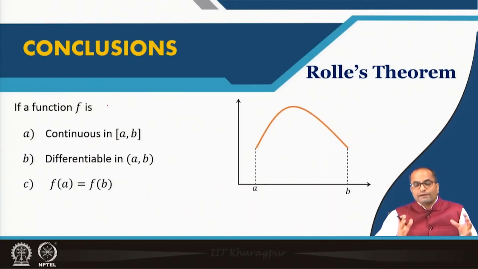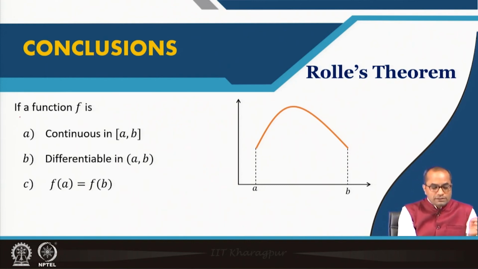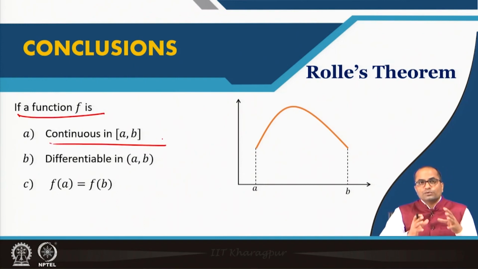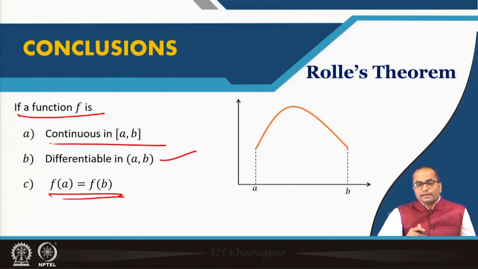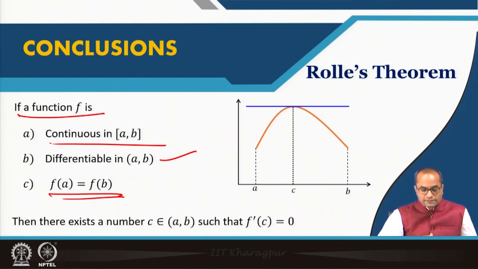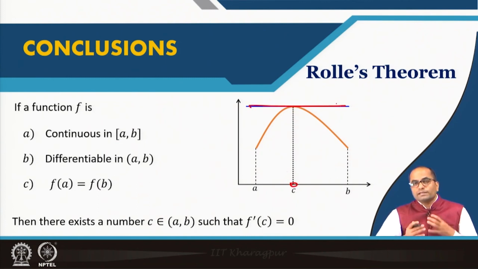Coming to the conclusion. Here we have discussed basically Rolle's theorem, a most fundamental theorem of differential calculus. So, if this function f is continuous in the closed interval, differentiable in the open interval, and the function value at a is equal to the function value at b, then the conclusion is that there will be a number c in this open interval a to b where the derivative will vanish, as you can see in this picture, that there will be a point c where the derivative will vanish.